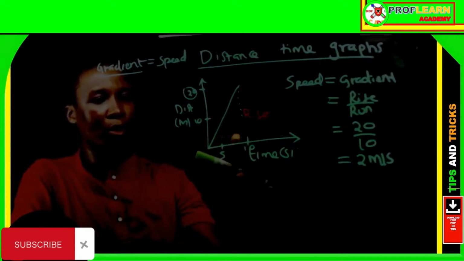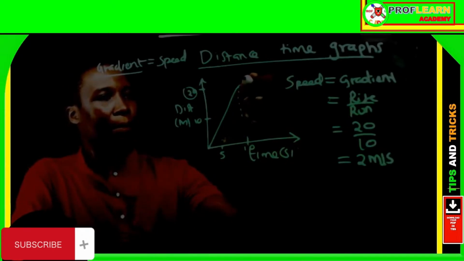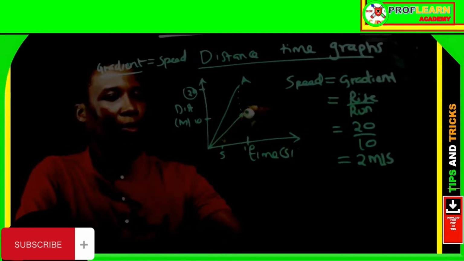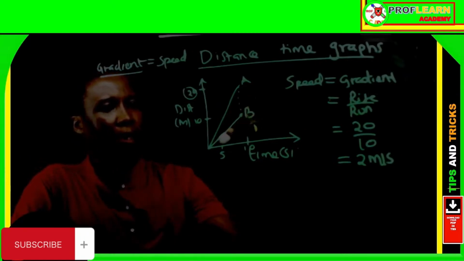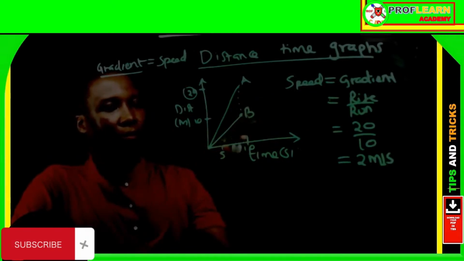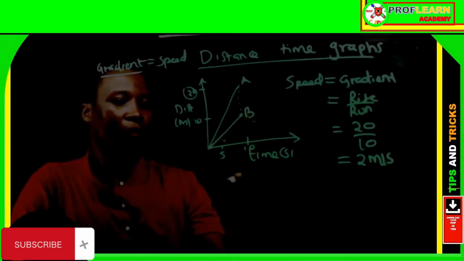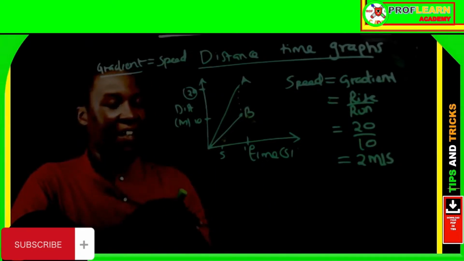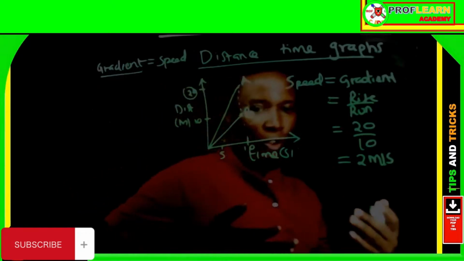Something else that you really need to know at this given point is that if you are given maybe this is the speed of an object A, and you are told another object B has that kind of graph, you need to see that B is a bit slanting, and that A is steep compared to B. Now you may be given two graphs like this one, and then you are asked to comment on how these two objects are moving.